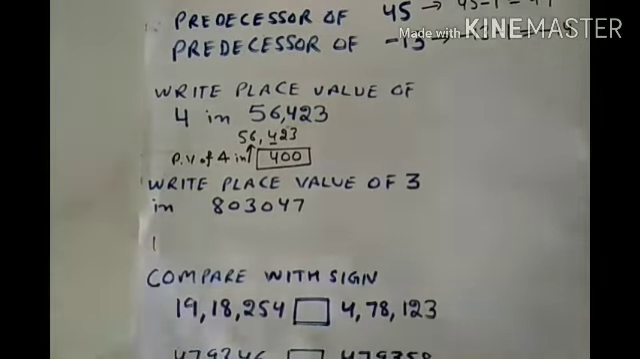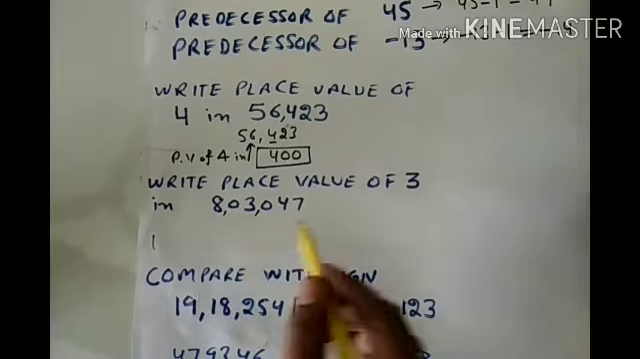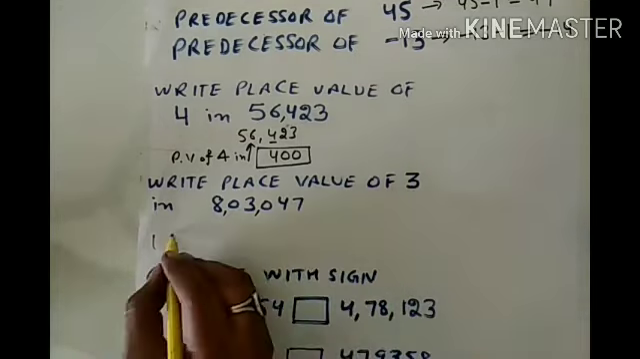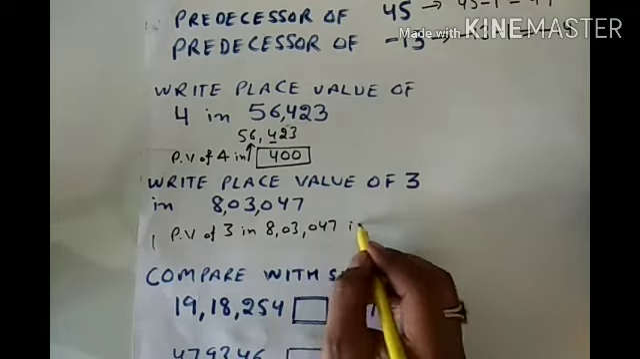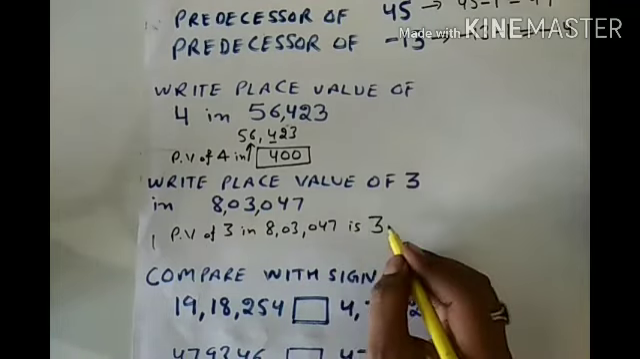Now, write the place value of 3 in 8,03,047. As per the rule, after 3, how many digits are there? 1, 2, 3. So, clearly I will write the place value of 3 in 8,03,047 is 1, 2, 3. Firstly, I will write 3 and after that how many digits? Only 3 digits. I will write 3, 0, 0, 0.